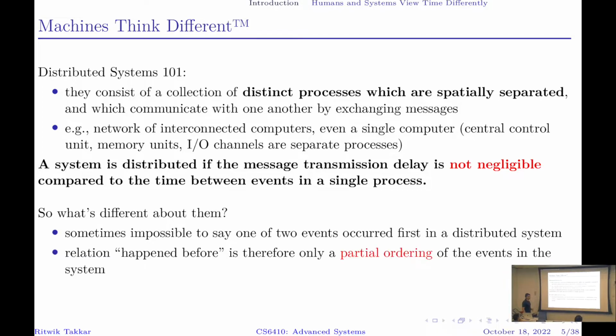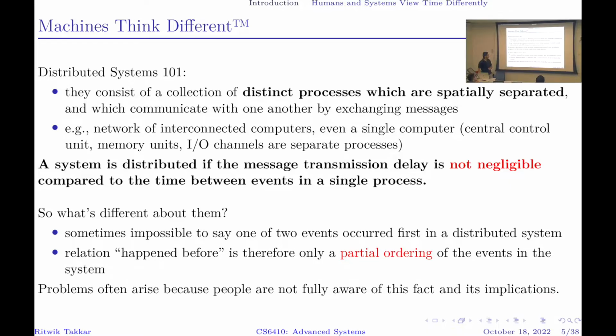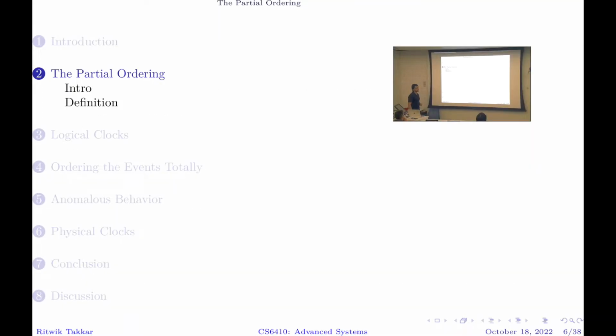So here's what's different about machines' perception of time and our perception of time. Ultimately, we say the happen-before relation is only a partial ordering of events in the system. Bad things happen because people aren't aware of this. Let's move on to partial ordering.